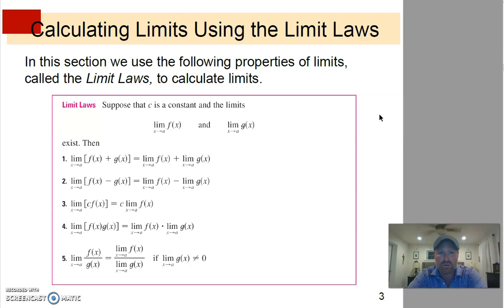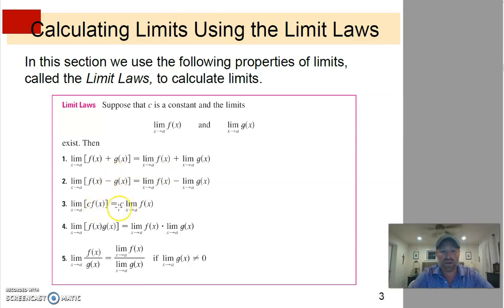So suppose that c is a constant, and we have the limit as x approaches a of f of x, and then the limit as x approaches a of g of x. If we take a look at this, we can say that the limit as x approaches a of f of x plus g of x is really the same thing as taking the limit as x approaches a of f of x and then adding that to the limit as x approaches a of g of x. And that works the same way for subtraction.